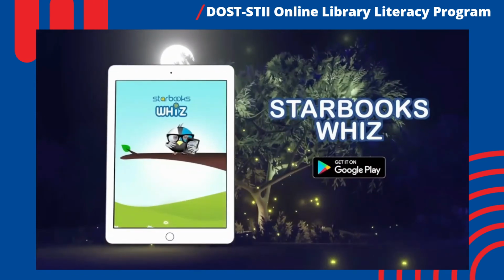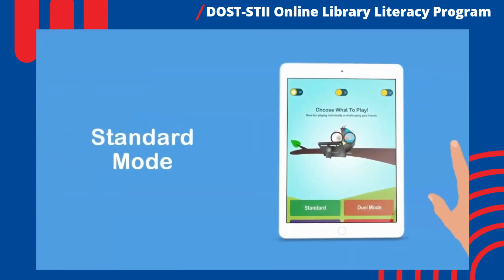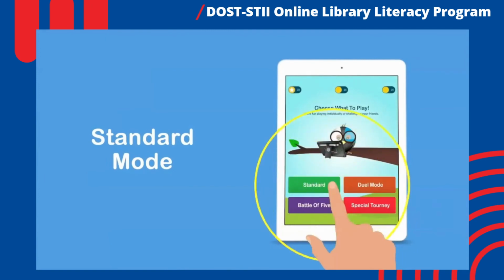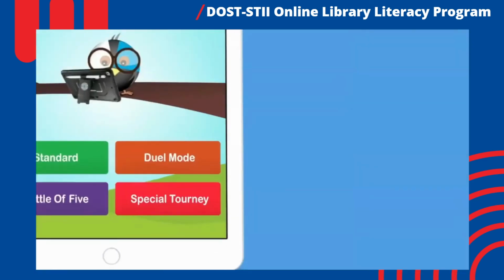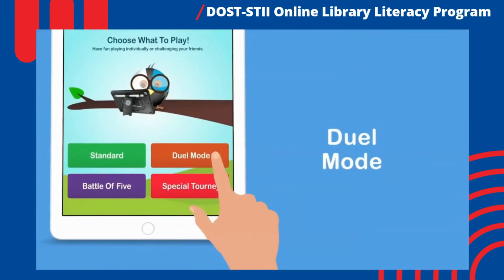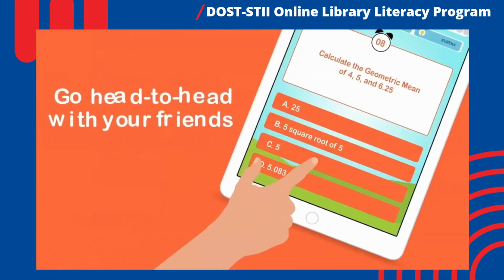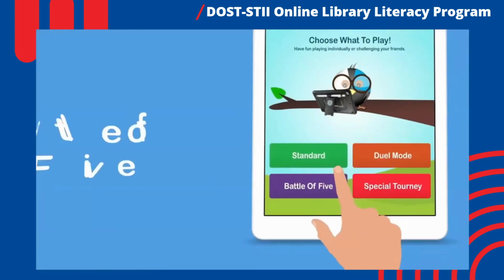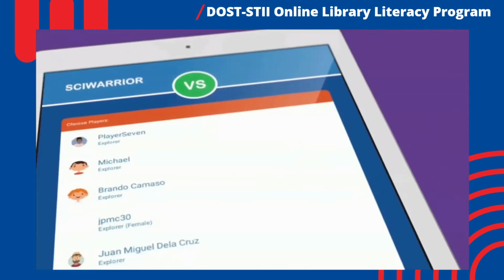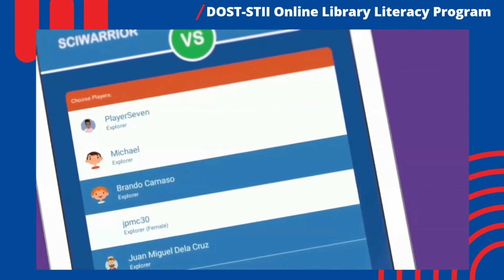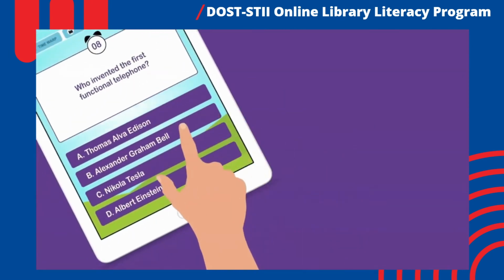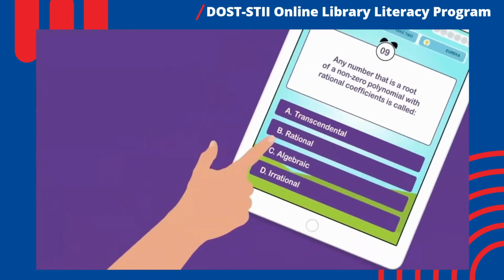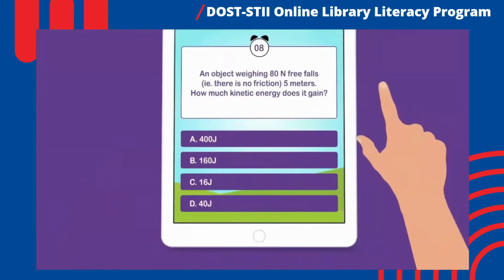Starbucks Wiz. In standard mode, you'll earn tokens by tapping the correct answer. Tap in as fast as you can to earn more tokens. Challenge your friends in duel mode. Or try out Battle of 5. 5 players enter, but only 1 can win. Outlast your friends in this intense online battle of wits. And earn stars, climb the ranks, and collect badges along the way.